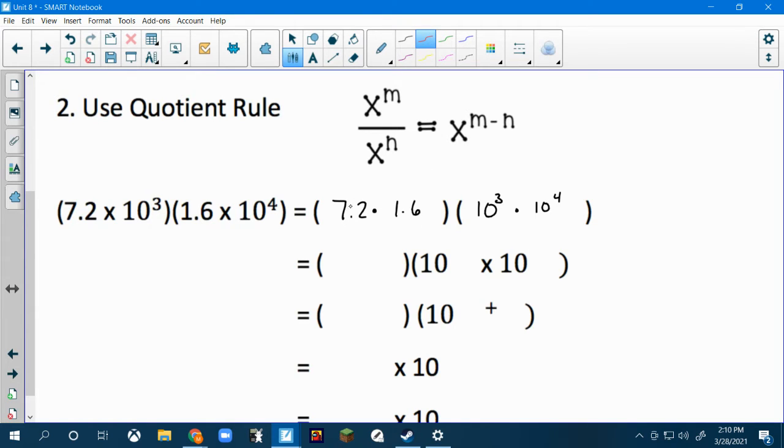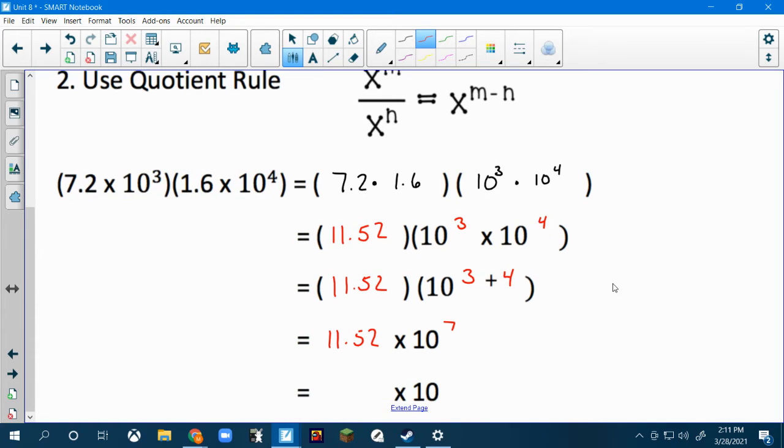Now let's do some math. 7.2 times 1.6 becomes 11.52. And we got 10 to the third times 10 to the fourth. Keep going. 11.52 times 10 to the 3. This is the product rule, so it's 3 plus 4. So we're going to get 11.52 times 10 to the 7th.